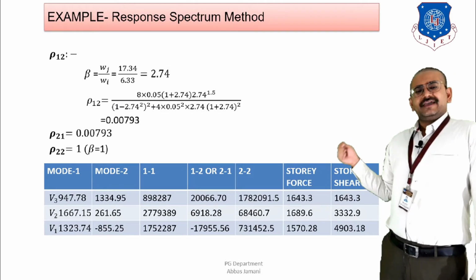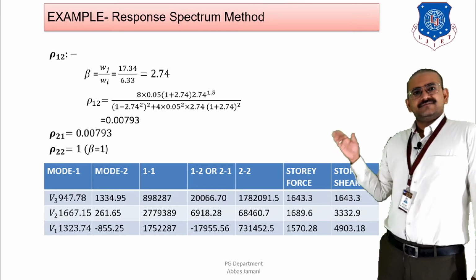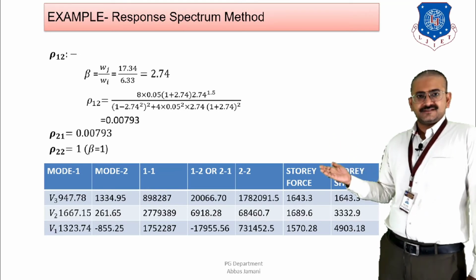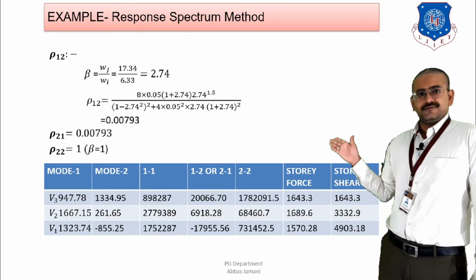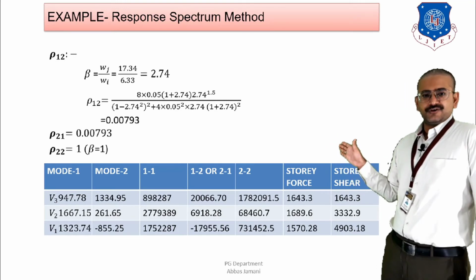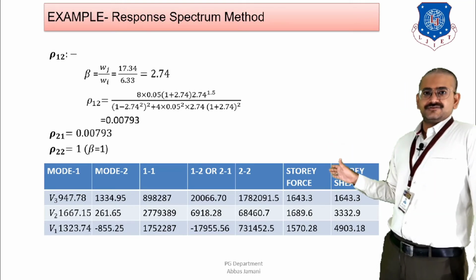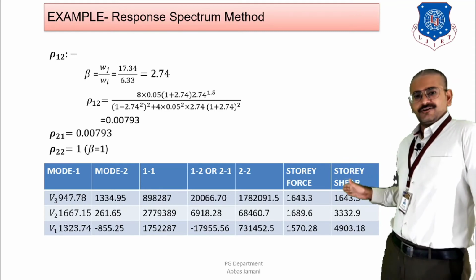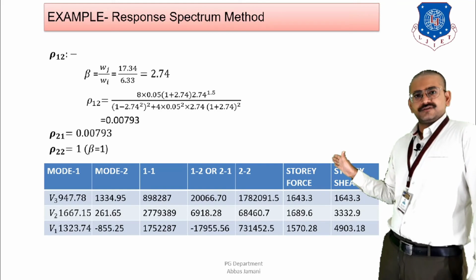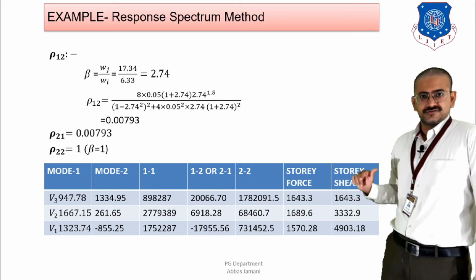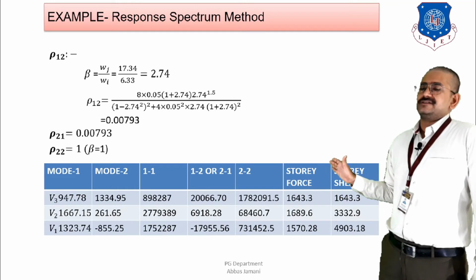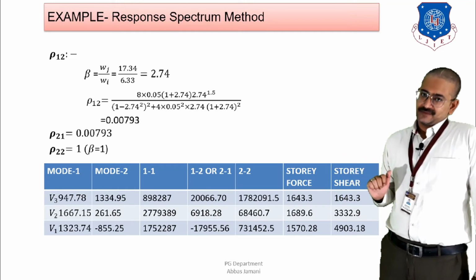Then again, from there to story shear, the same concept we have seen earlier, that the story shear is going to be a cumulative summation. So in the first row, the value is 1643. In the second row, it is going to be 1643 plus the second value that is shown in the story force. Similarly, for the third row, it is going to be 1643 plus the value of the second row shown for story force and the third value shown for the story force. So when you substitute, you will get the final value as 4903 Newton, that is shown over here, right?